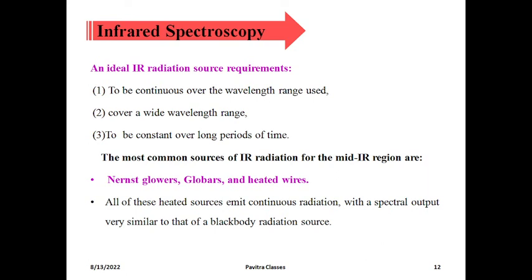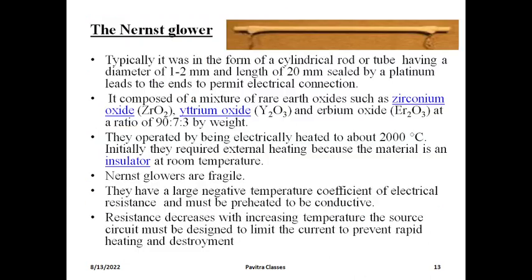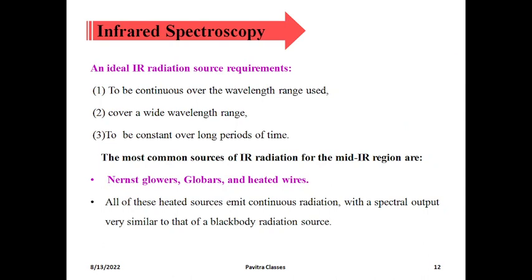The majorly used sources are the Nernst glower, globar sources, and heated wires. These are the lights used as the source of radiation. Apart from this, laser sources are also used. All of these heated sources emit continuous radiation with a spectral output very similar to that of black body radiation sources. So one by one we will study, starting with the Nernst glower.